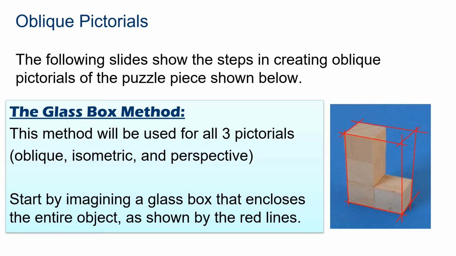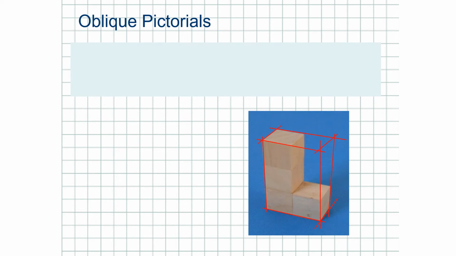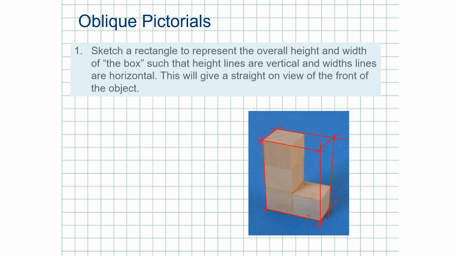It's required. It says start by imagining a glass box that encloses the entire object as shown by the red lines. So here's what it looks like. And again, I'll make another video that I think is better than this, but this is just an overview of what the glass box method process is. Sketch a rectangle to represent the overall height and width of the box, such that the height lines are vertical and the width lines are horizontal. This will give a straight-on view of the front of the object.